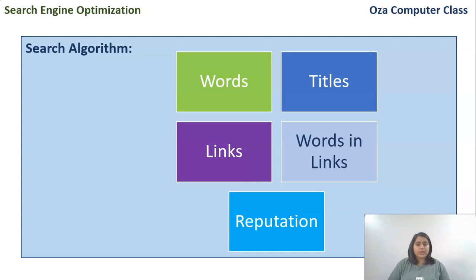Now, how do you do it? You do it with the help of a search algorithm, which consists of words, titles, links, words in those links, and the reputation of the website. Now, let's quickly understand this with the help of an example.